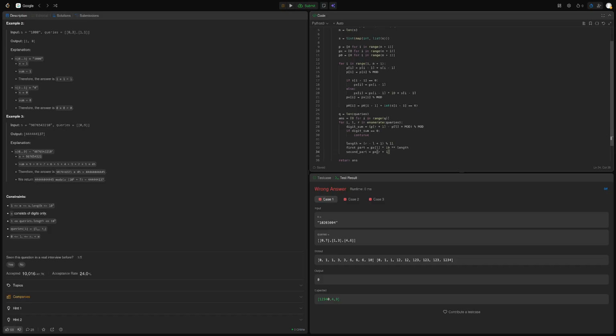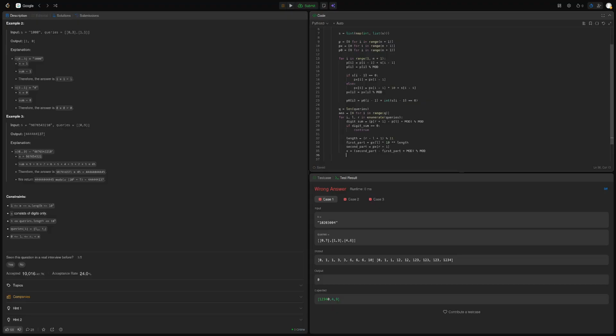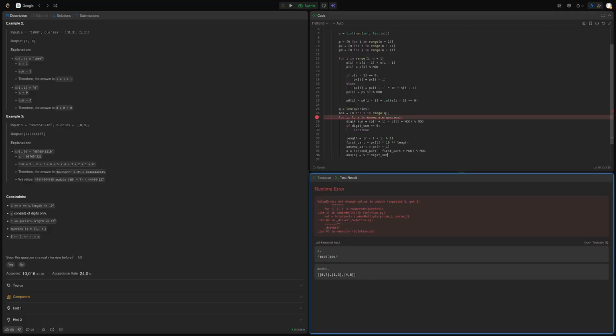So this is what we care about. And now we want to do x is equal to second part minus first part. We do the same trick, plus modulo, percentage modulo for subtraction, ans I is equal to x times digit sum. Let's go. Okay, it didn't work.